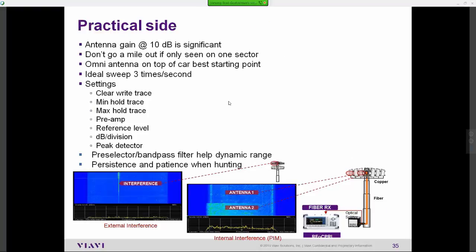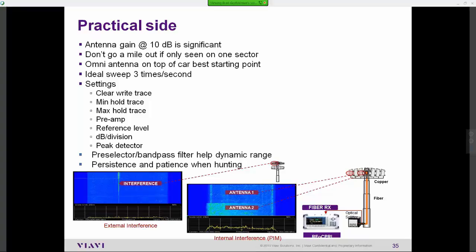So on the practical side, antenna gain at 10 dB is significant. Don't go a mile out if you only see that interferer on one sector. Now, the antenna on top of the car is, again, oftentimes the best starting point.